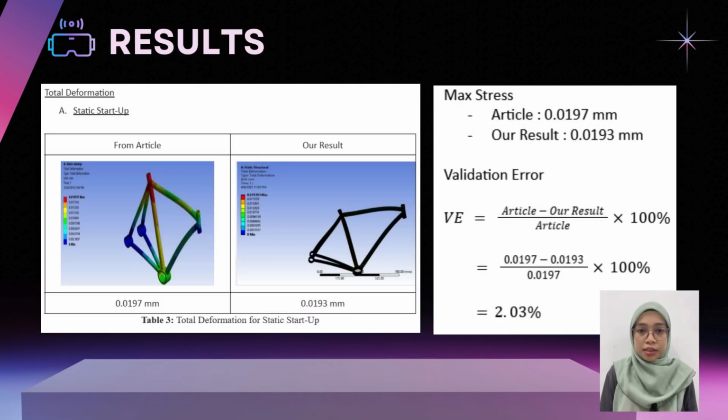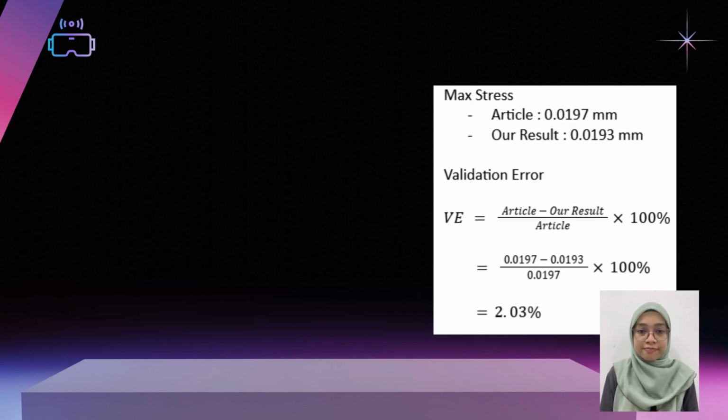My name is Surana Zihab. I will continue the presentation about the result from our project. For results, we took the maximum stress data readings in the total deformation sections to compare our result with the readings from the article. We took the total deformation readings on the static startup, which is 0.0193 mm, while the maximum value from the article is 0.0197 mm. Then, we calculate the validation error percentage, which we got the value is 2.03%.